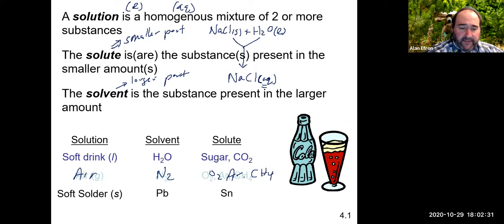Solder is a solid-state example. That's obviously a gas above it. Solder is lead and tin basically together. Although most of the time we think of solutions more in that liquid state, technically speaking, you could have a solution that is in some other states as well.